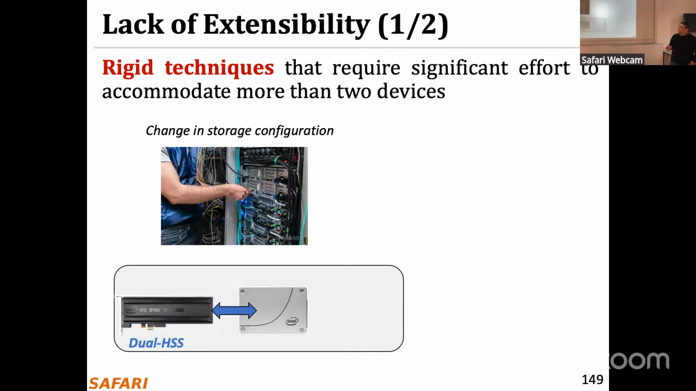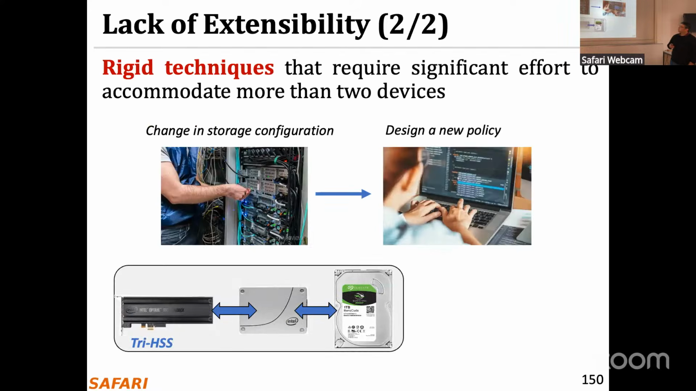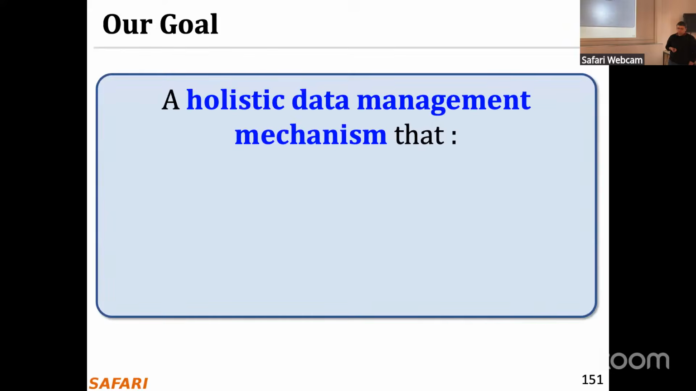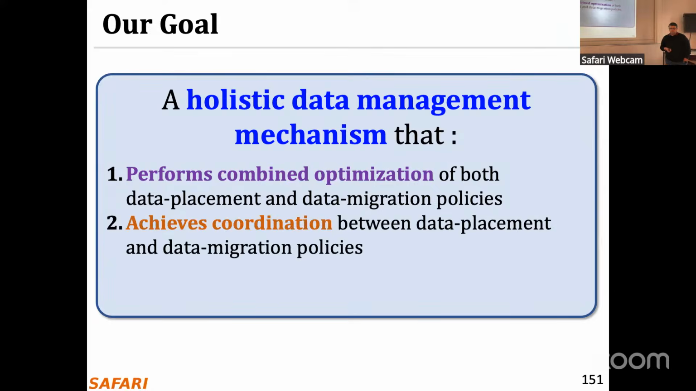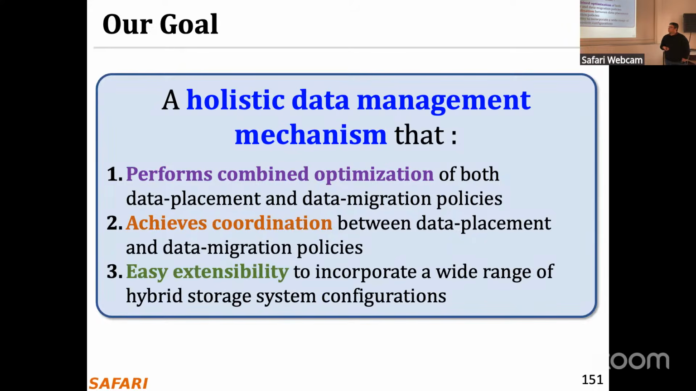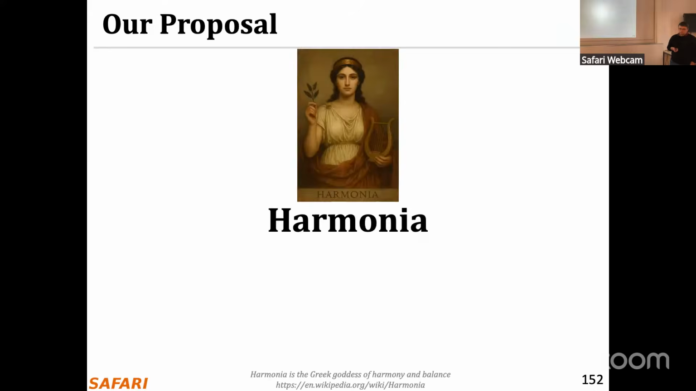And then the lack of extensibility is the same as I mentioned. You need to design a new policy when there is a change in the device or when you add more devices. So our goal was to look at a holistic data management mechanism that optimizes both data placement and migration, achieves coordination, and also extensibility to a wide range of HSS configurations.